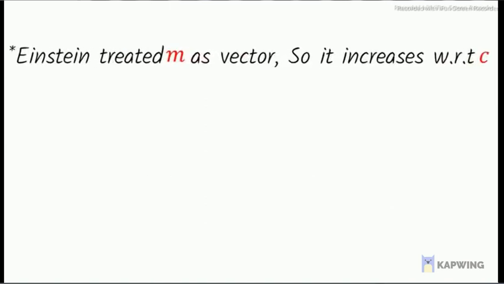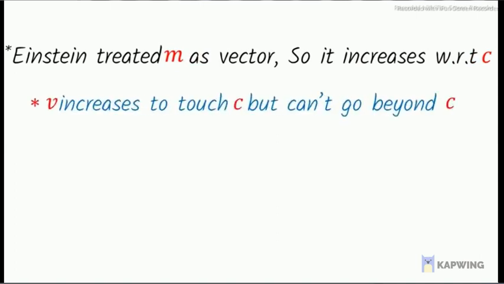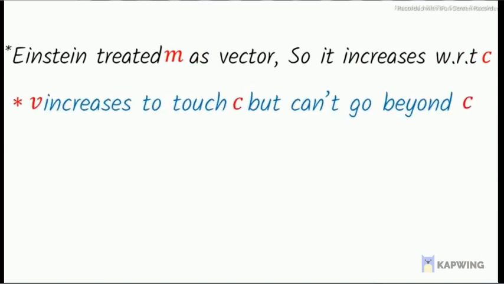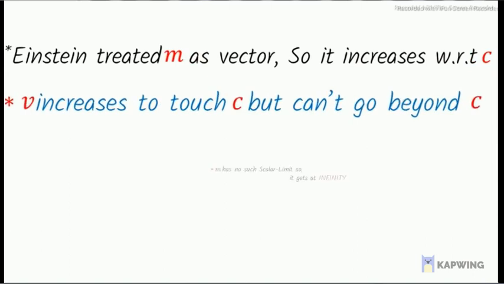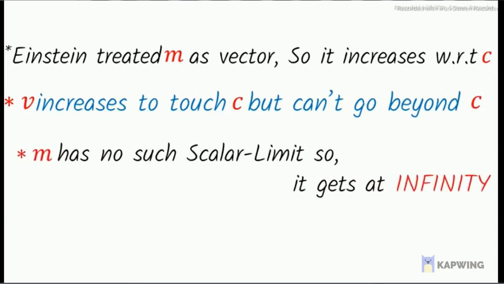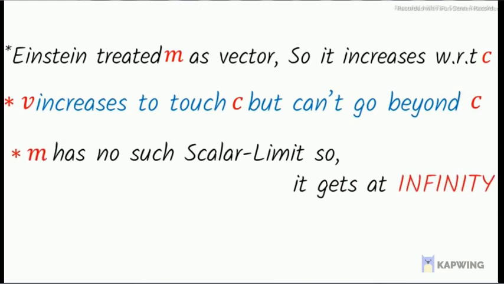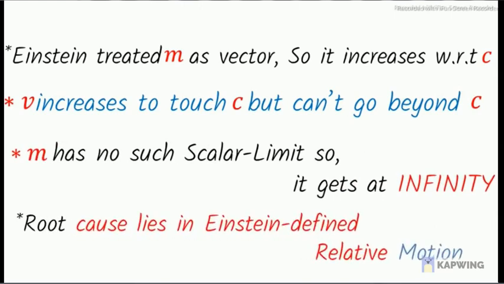Einstein treated m, the mass, as a vector, so it increases with respect to c, the vector limit. V increases to touch c, but can't go beyond c. M has no such scalar limits, so it goes to infinity. The root cause lies in Einstein-defined relative motion.